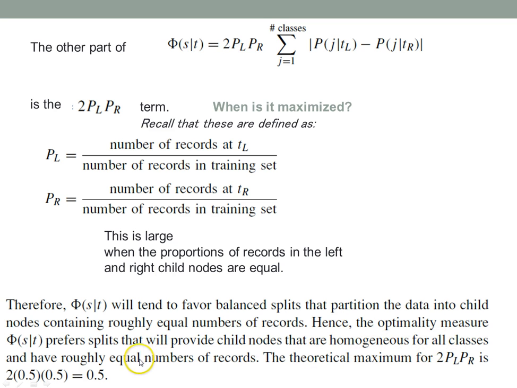Hence the optimality measure prefers splits that will provide child nodes that are homogeneous for all classes and have roughly equal number of records. The theoretical maximum for this is 0.5. So in other words, the best you could get for this number is 0.5, or in other words, this times this is 0.25. So the best number for this part is when you have a 50-50 split.